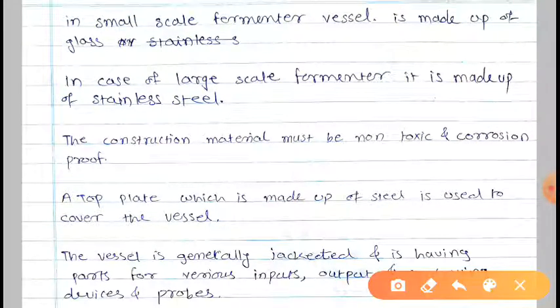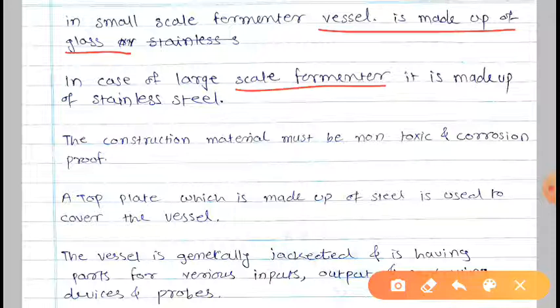In the small scale fermenter, the vessel is made up of glass or stainless steel. In the case of a large scale fermenter, it is made up of stainless steel. The construction material must be non-toxic and corrosion proof. It means whatever material we are going to use for the production of the fermenter, it should be non-toxic and corrosion proof.